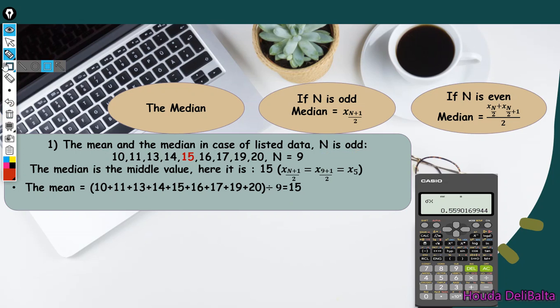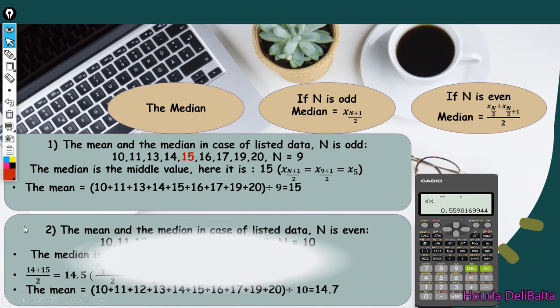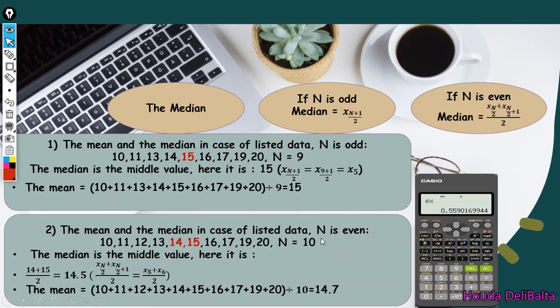Now let's talk about the other case, in case the total number is even. As you see here, I just added a value, which is 12, if you notice. So 10, 11, 12, 13, 14, 15, 16, 17, 19, 20. Why did I color 14 and 15 red? Let's see what's the secret about that.